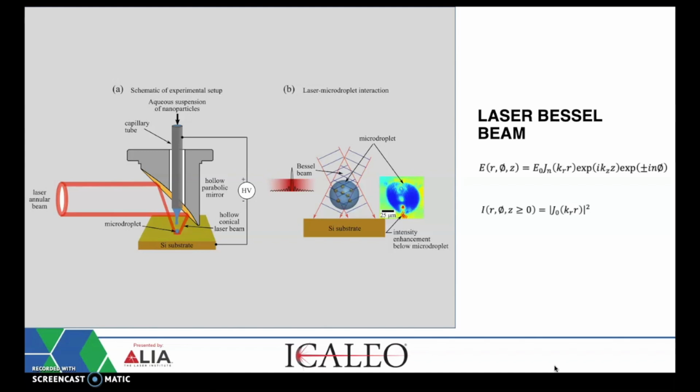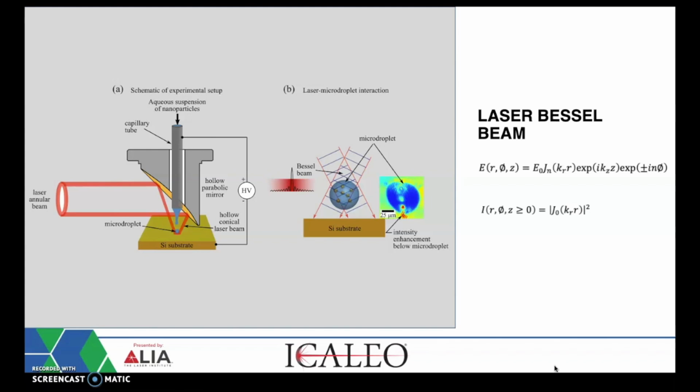An ideal Bessel beam can be represented by the expression shown in this slide, E equals E naught times Jn, which is the nth order Bessel function of the first kind. Kr here is a radial wave vector and Kz is a longitudinal wave vector. On the other hand, the time average intensity of the beam can be described by the following expression, J naught of Kr and r squared.